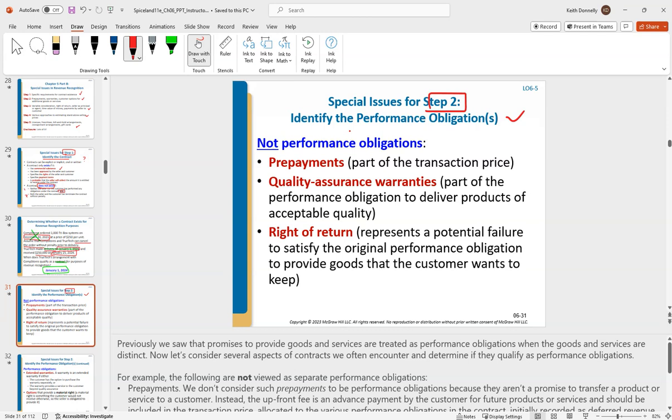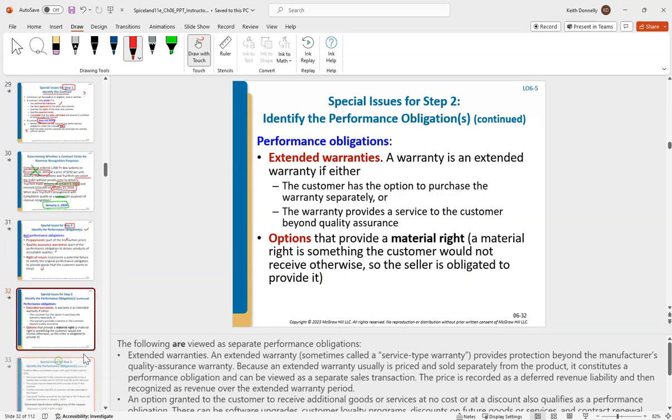The other thing to be aware of is some things are not performance obligations. So any kind of prepayments, right? They give us money ahead of time before we provide that. That's going to be part of the underlying thing we give them. Any sort of quality assurance warranties, that's part of the underlying thing we give them, right? There's legal warranties, fitness for purpose. This thing works, right? Likewise, the right of return, we'll talk about how you account for returns at a later point in time, but that's not a separate performance obligation that we would have.